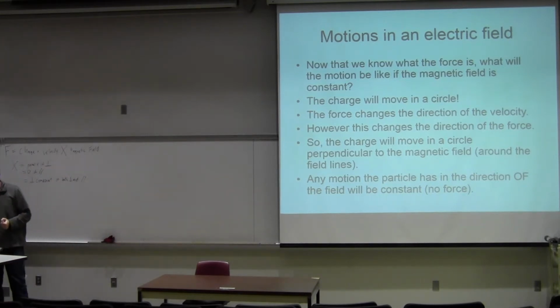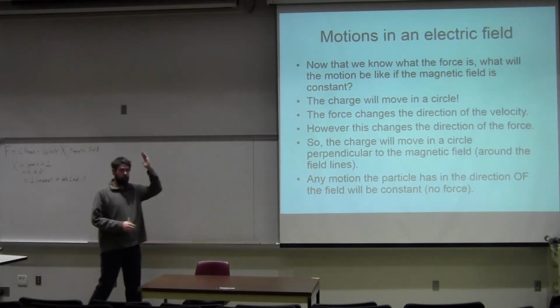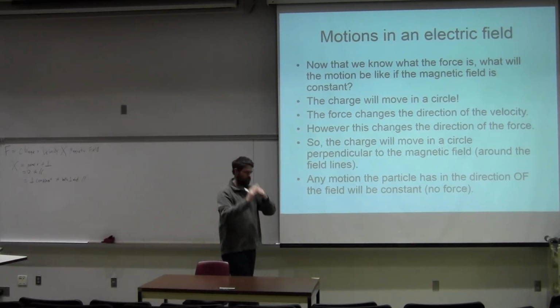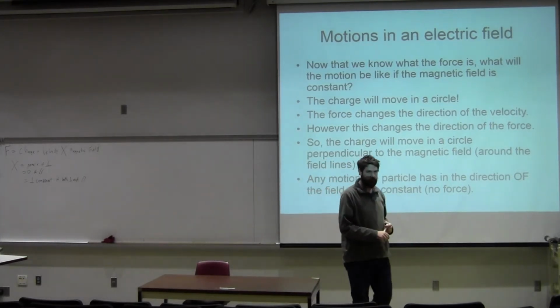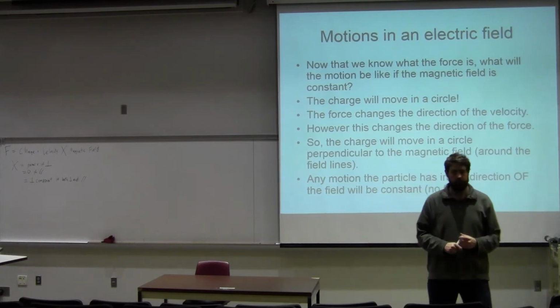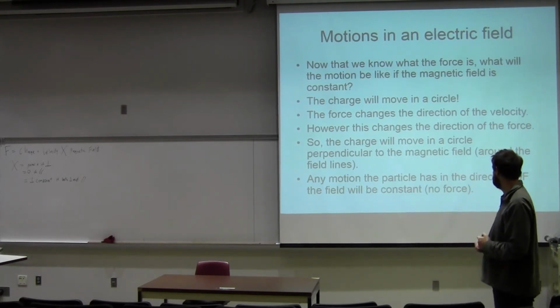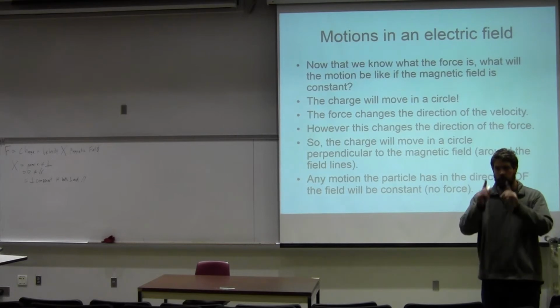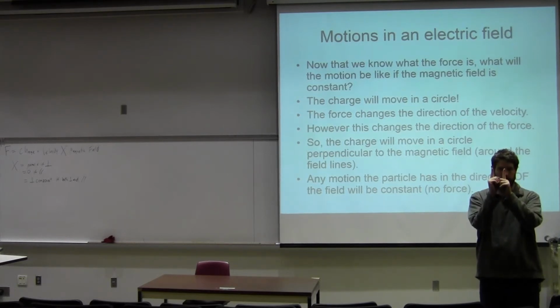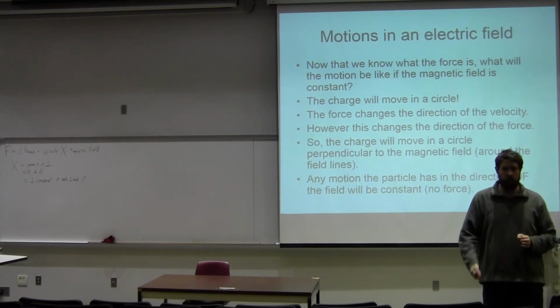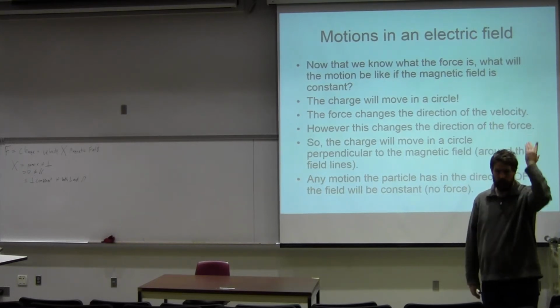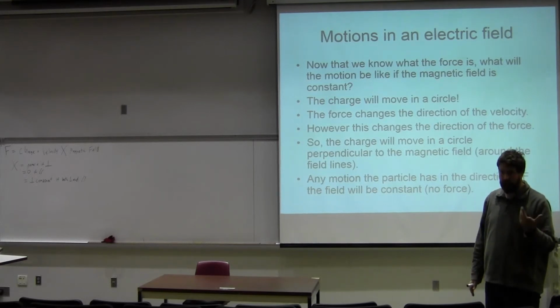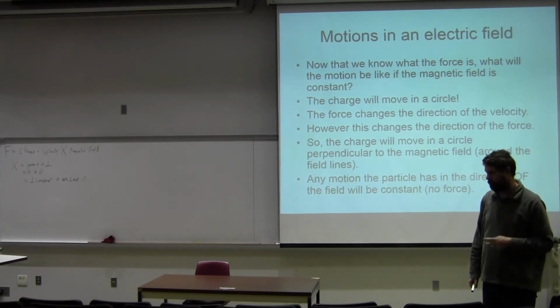Now, what happens if the magnetic field's upwards and my velocity is also upwards? What's my motion like? Think about that for a moment. Well, in the direction of the magnetic field, there's no force. So if I'm moving with the field, there's no force. I have a constant motion. I just go in a straight line at a constant velocity. Okay, so that's kind of a boring situation.